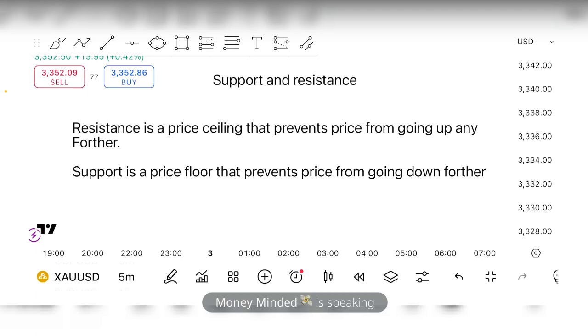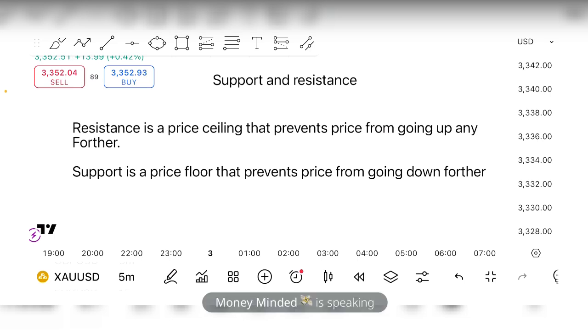Same thing. Assume the force of the ceiling hit you so hard, you landed on the floor and you break past the support that was holding you from going down. Automatically, that place will become new resistance. You get? That former support will now become your new resistance.